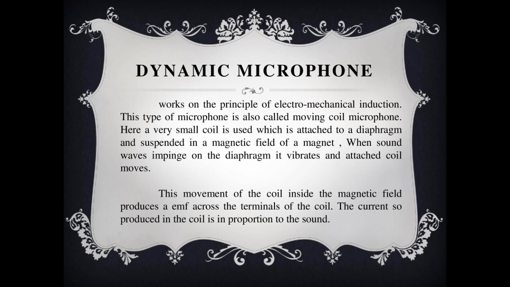A very small coil is attached to the diaphragm, which is suspended in the magnetic field. That is, when the sound waves come and hit, the diaphragm vibrates, so that the coil which is attached to the diaphragm also moves. This movement of the coil inside the magnetic field produces an electromagnetic force across the terminals of the coil. So the current produced in the coil is proportional to the sound.